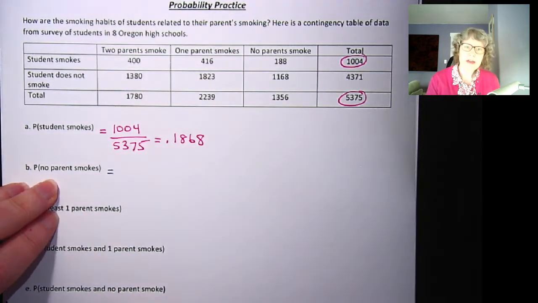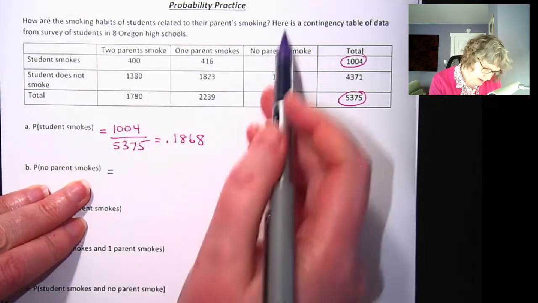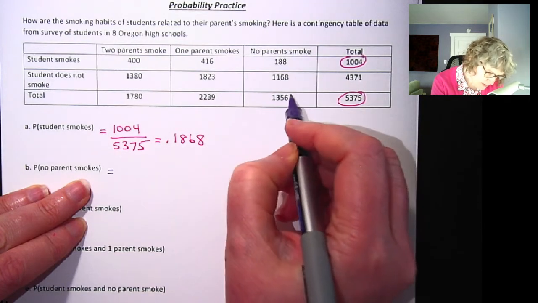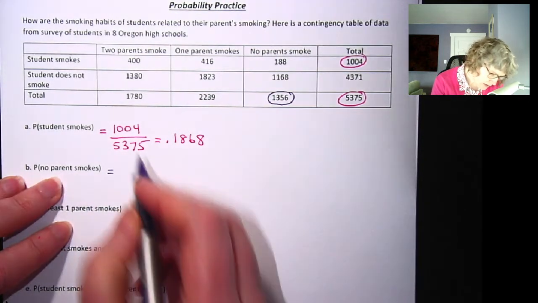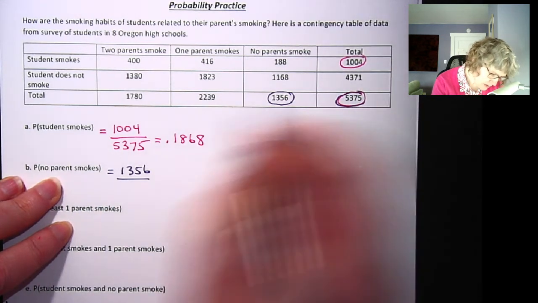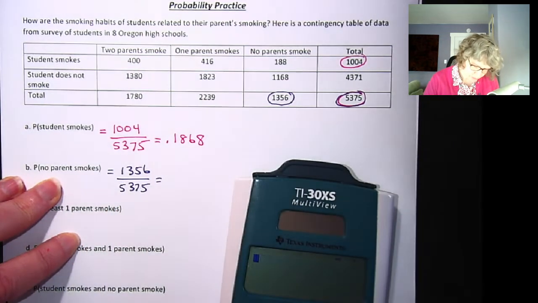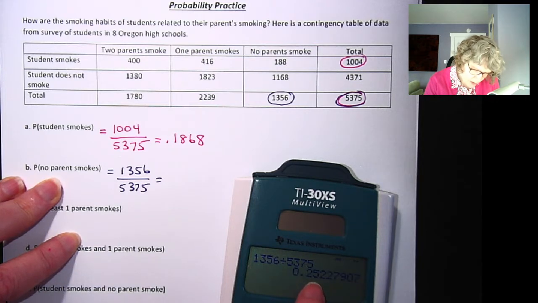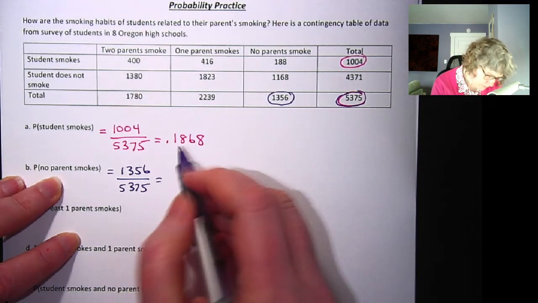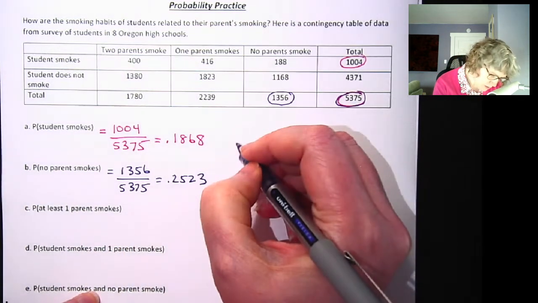What's the probability that no parents smoke? In this case, that is a column. No parents smoke, so that is 1356, and again we're using our total, 5375. 1356 out of 5375 is 0.2523. Remember, these are called marginal.